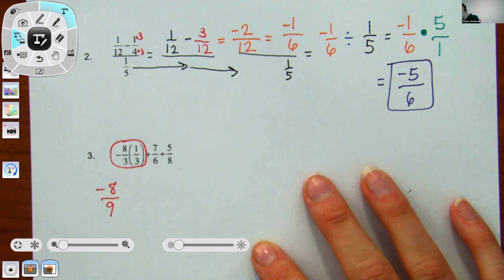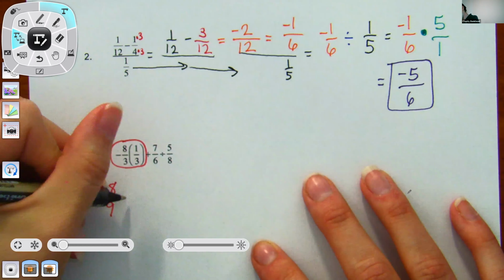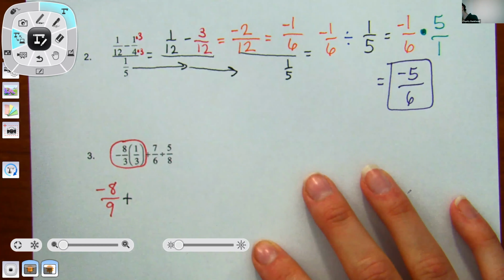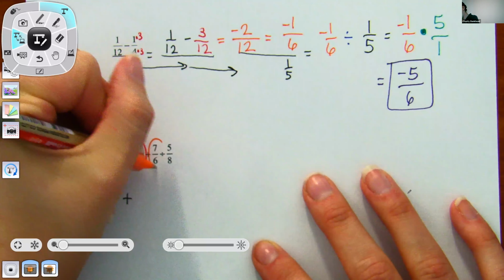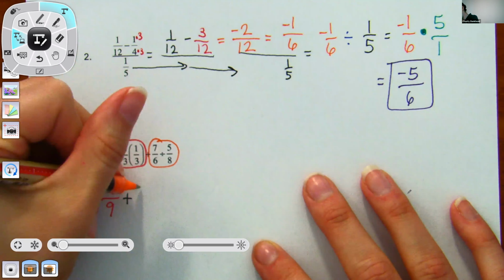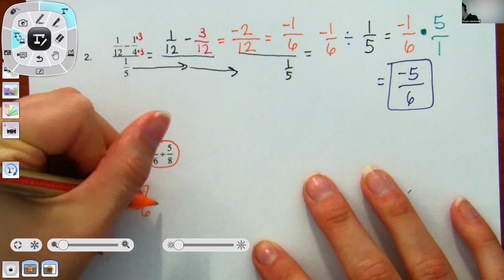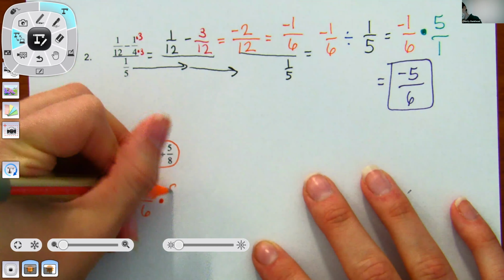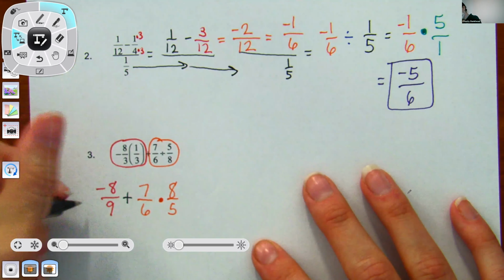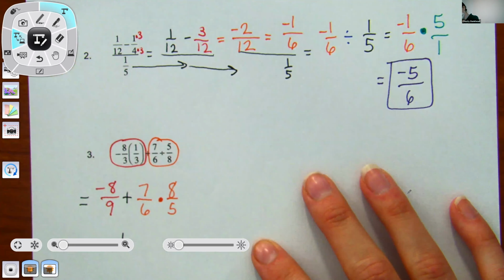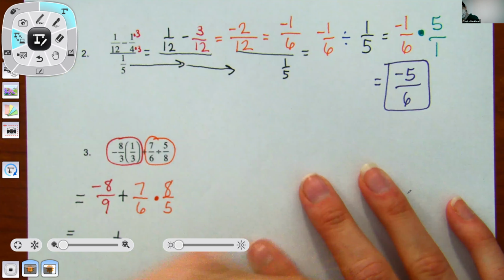plus, and then you can go ahead and work on this division problem, which means that we're going to flip the second fraction and multiply. So that's going to be 7 over 6 times 8 over 5. So bring this down, -8 over 9. Bring that down.